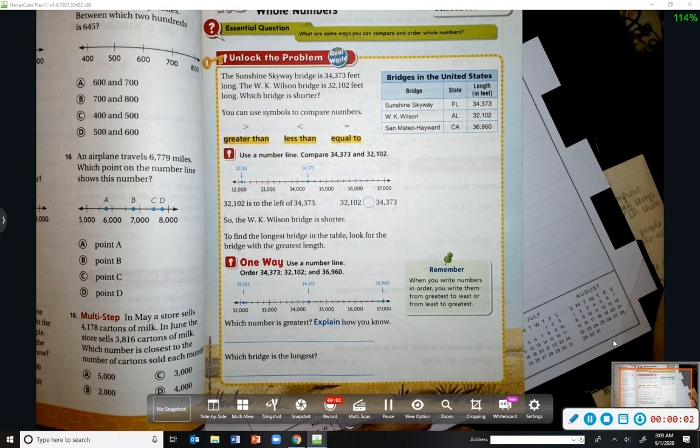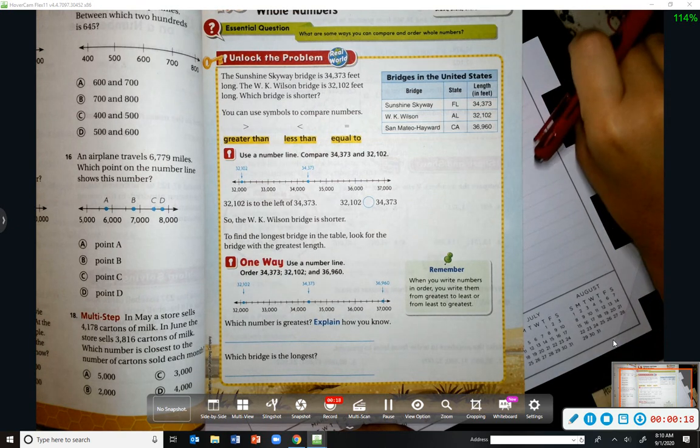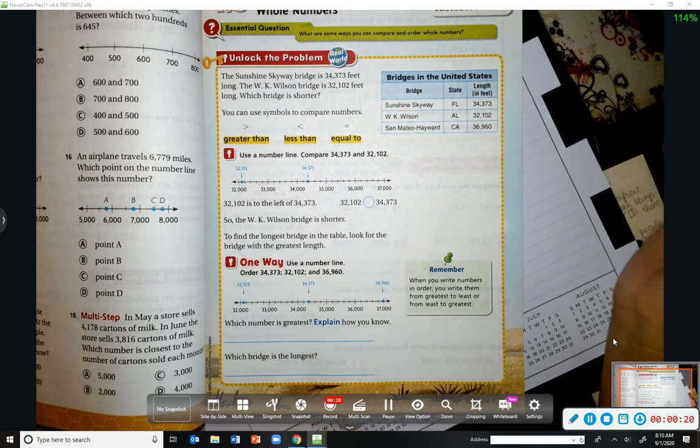Okay, class, today is Tuesday, September 8th, and we're going to start comparing and ordering numbers today. So, I want you to get out your Go Math Volume 1 book and turn to page 29. If you need to pause for a second while you go get that, go ahead and pause it.